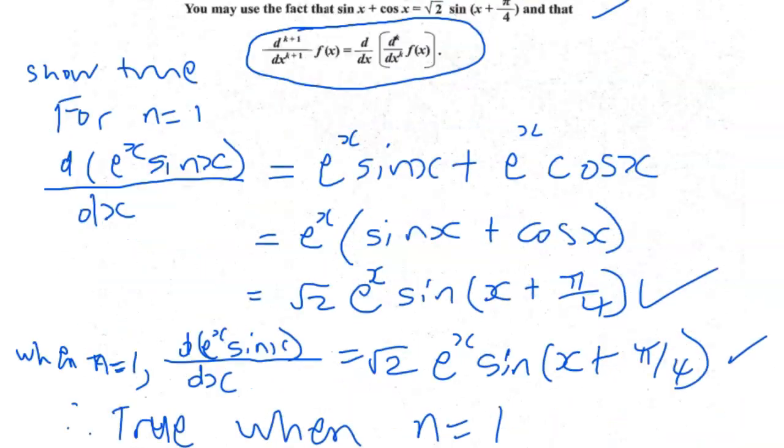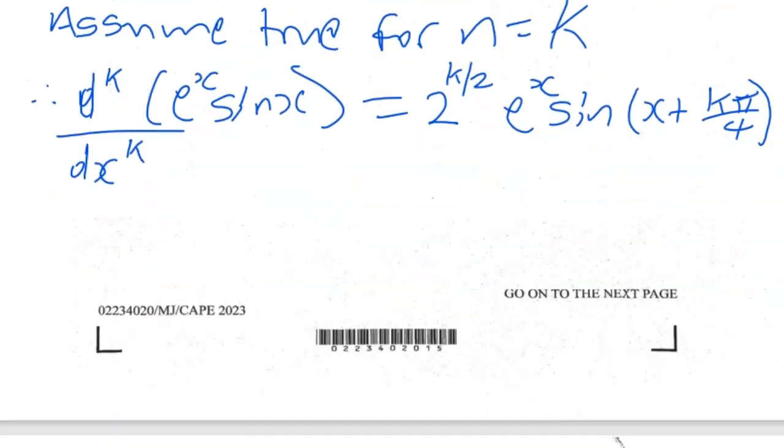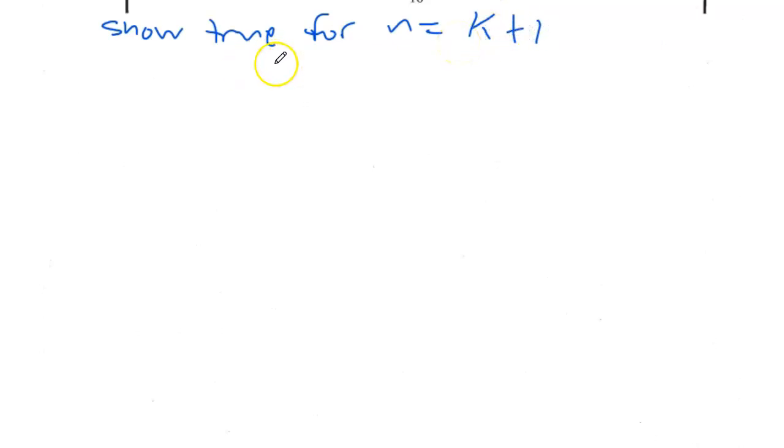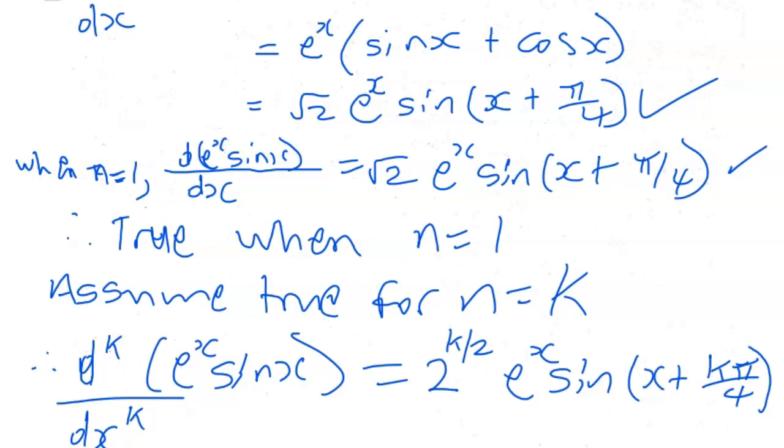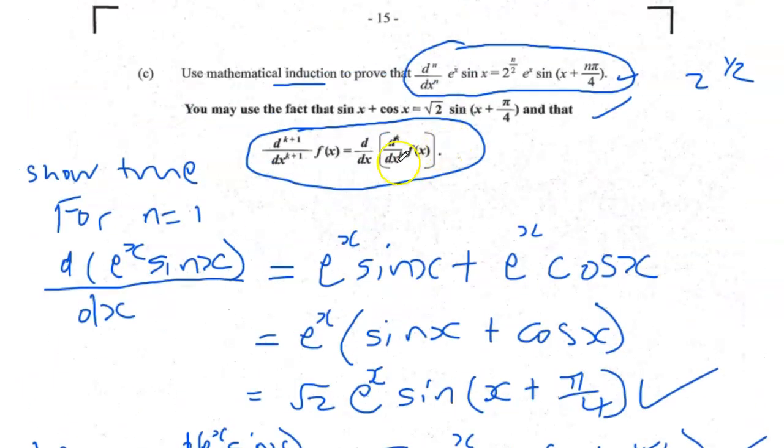Now step 3 is to prove it true for n equal to k plus 1. So step 3, we're going to show true for n equal to k plus 1. And if you notice, the question also told us that differentiating the kth derivative gives the k plus 1 derivative. We get the k plus 1 derivative by differentiating the kth derivative.